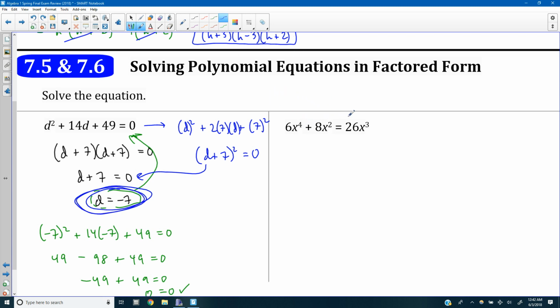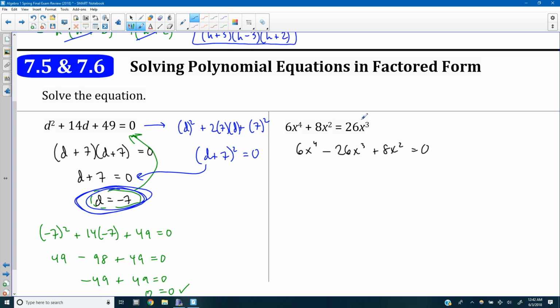6x to the 4th plus 8x squared equals 26x cubed. Now, I know why this was asked about. It's a pretty challenging problem, all told. This problem was not in standard form. I think it was good to get it in standard form to start off. So let's move that 26x cubed on over. We'll get 6x to the 4th minus 26x cubed plus 8x squared equals 0.